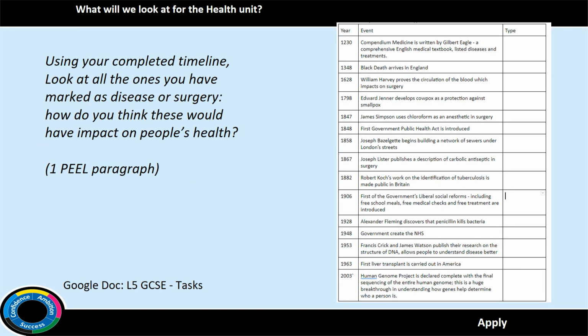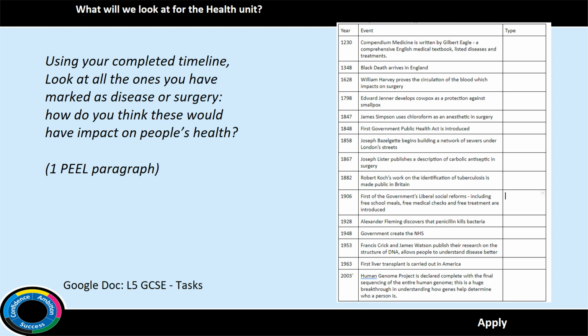So now, using your completed timeline, look at all the events that you have marked as disease or surgery, and explain how you think these would have impacted on people's health. Think about how they would help people. Think about how they would help the population as a whole.